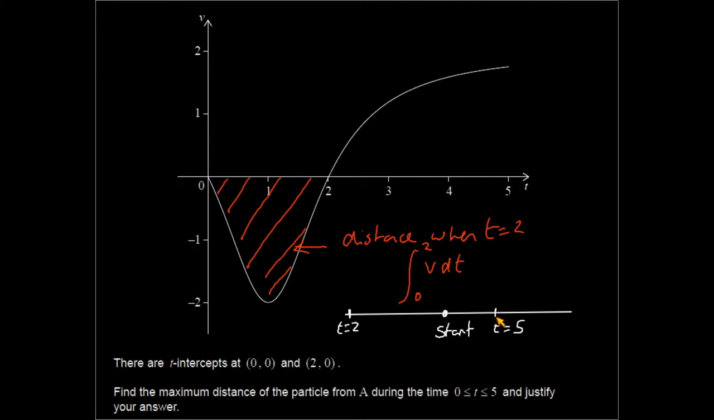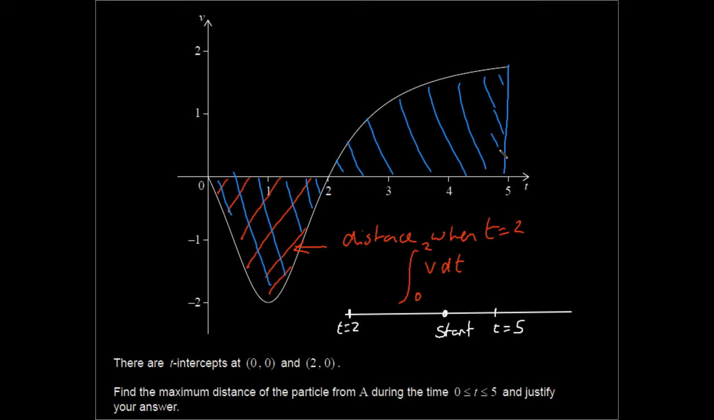Now, to find the distance it is away from the start when t is 5, we're going to need the whole of this area and then add the whole of this area. So basically it's going to be the entire area up until the 5. So I'm going to shade that a different colour. So for the other one, it's going to be that area there. So this one is going to represent the displacement when t is equal to 5, and that is going to be the integral of v dt between 0 and 5.